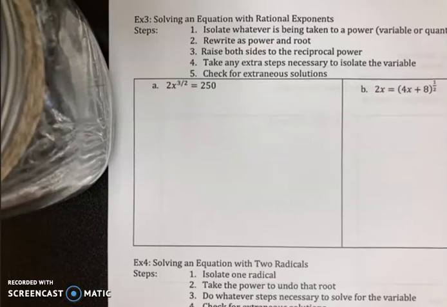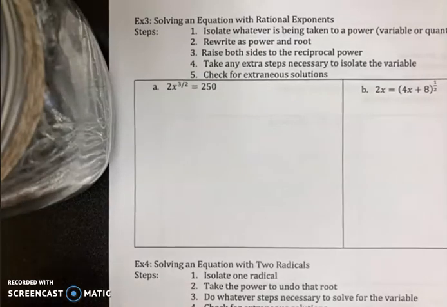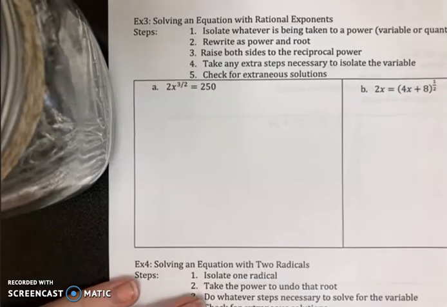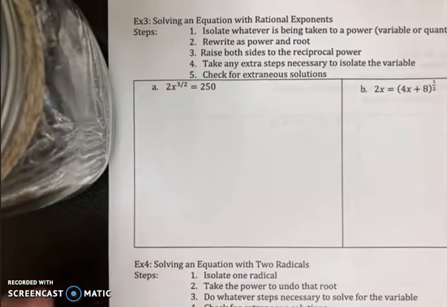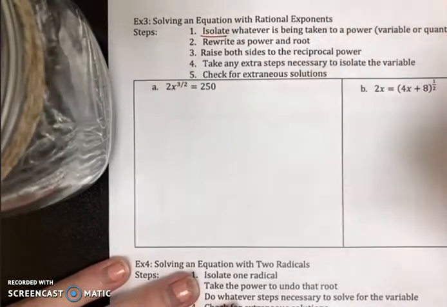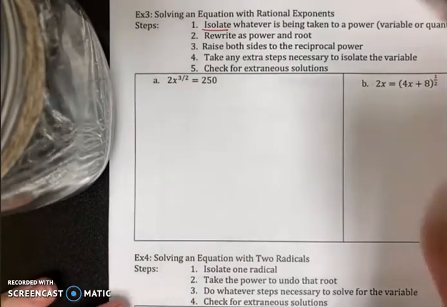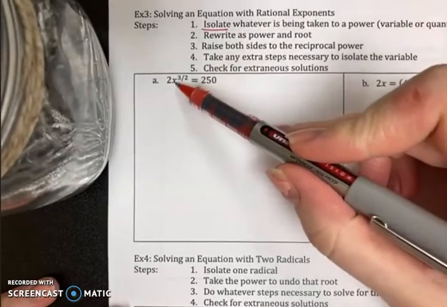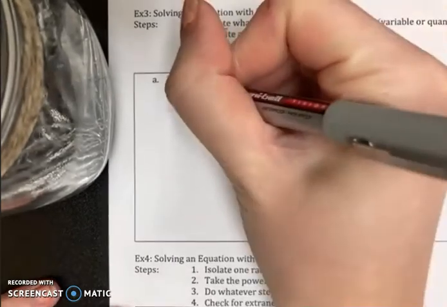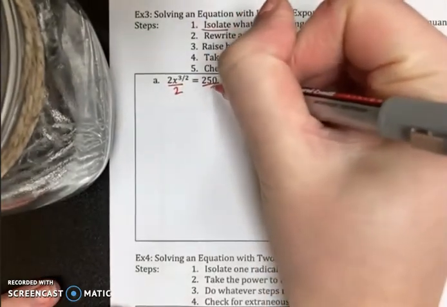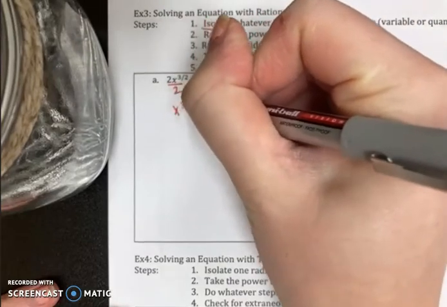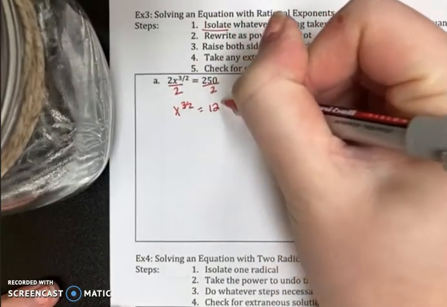Example 3 once again has a power, but this time it's a fractional exponent. So the process is still pretty similar. We need to isolate whatever is being taken to the power. So to isolate the x to the 3/2 power, I need to divide each side by 2. Gives me 125 on this side.